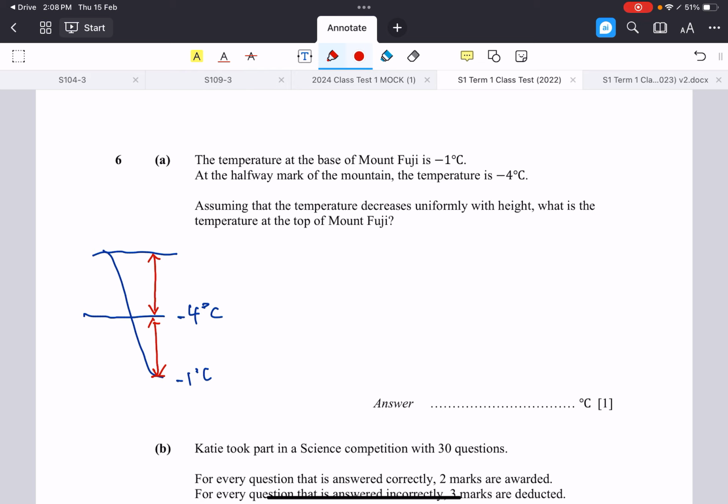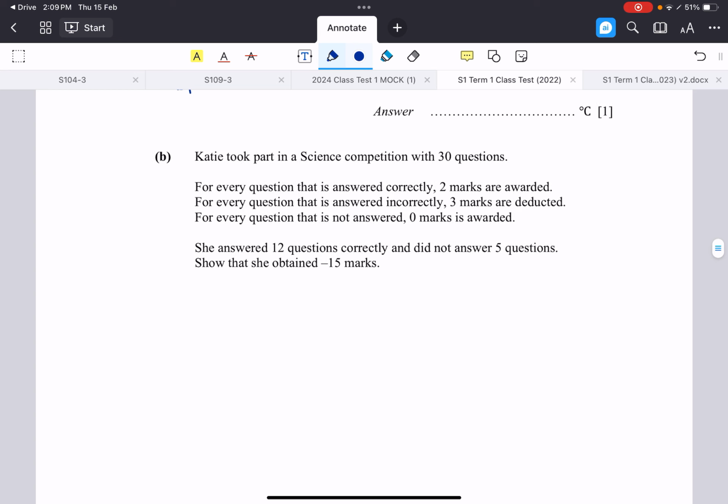So what we get is actually, I'll change back my pen, right? From -4 degrees Celsius, we want it to be 3 degrees Celsius lesser, and that will give us -7 degrees Celsius. So that's the temperature right here, right? -7 degrees Celsius.